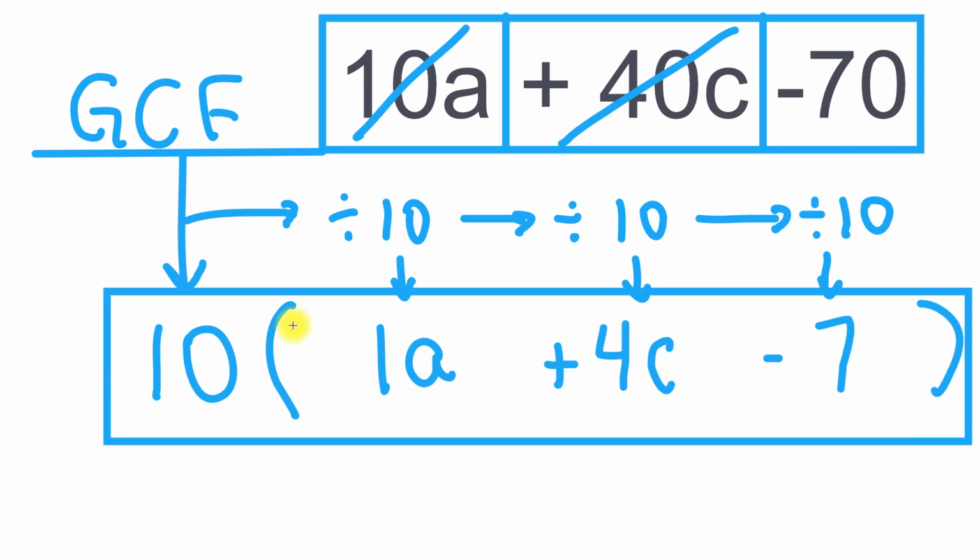Okay, so our final answer is 10 parentheses 1a plus 4c minus 7. This is our expression from up here in its factored form. And if you ever wanted to double check, you can always just go backwards and distribute. If you multiply 10 times 1a, you'll get 10a. If you multiply 10 times positive 4c, you'll get 40c. And if you multiply 10 times negative 7, you'll get negative 70. Just to double check that you're correct.